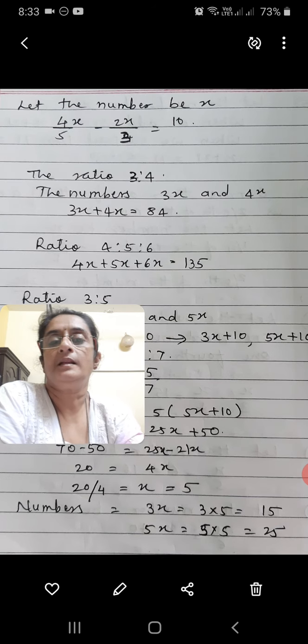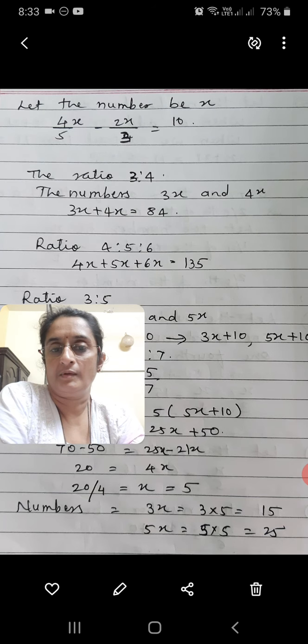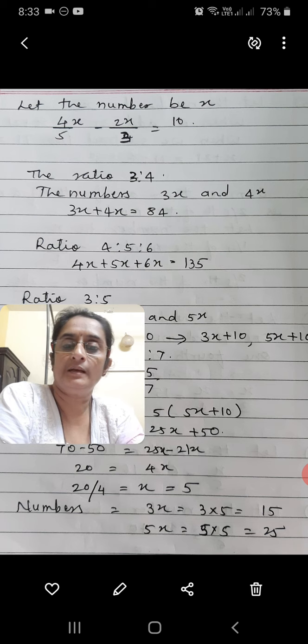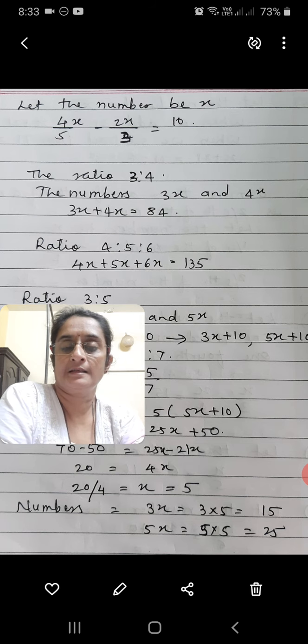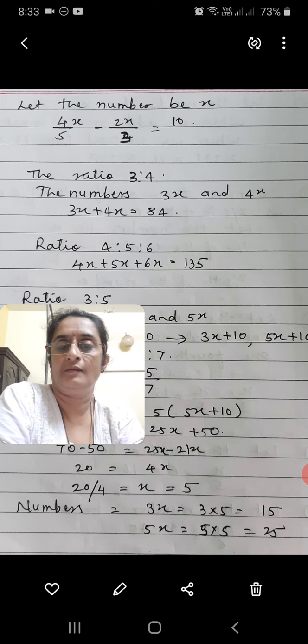So what will be the number? The first number will be 3x, second number will be 4x, and if you add them it has to be 84. So 3x plus 4x is 84. Add it, find out the x value, and once you get the x value, multiply with 3, multiply it with 4. The same way the next question is also given.